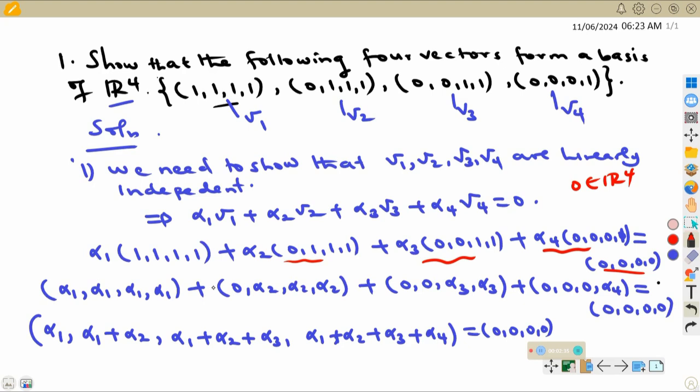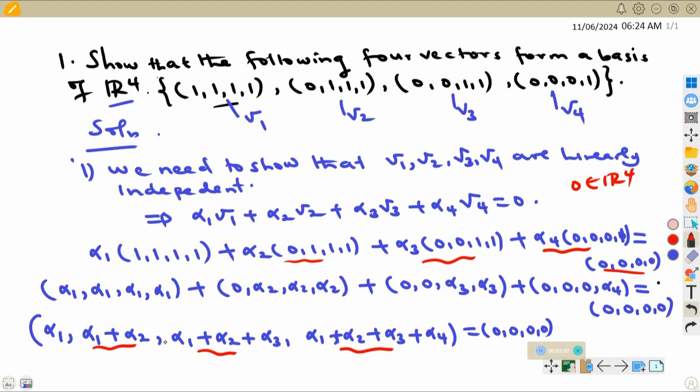So adding the corresponding components, we shall get alpha 1 plus 0 plus 0 plus 0. So it will remain alpha 1. Then alpha 1 plus alpha 2 plus 0 plus 0 shall remain alpha 1 plus alpha 2. Then next, alpha 1 plus alpha 2 plus alpha 3 plus 0. So we shall remain with this, and the same, we shall remain with that.